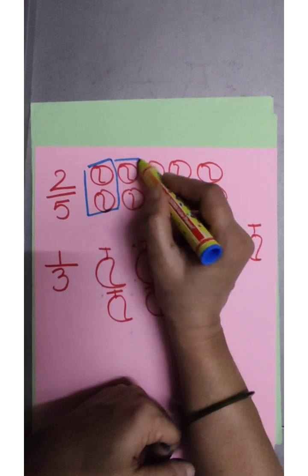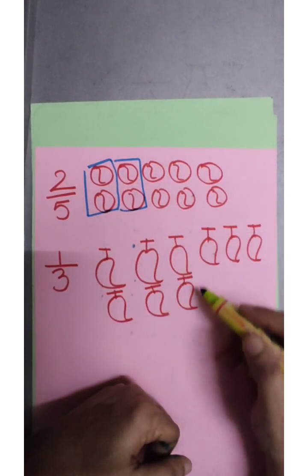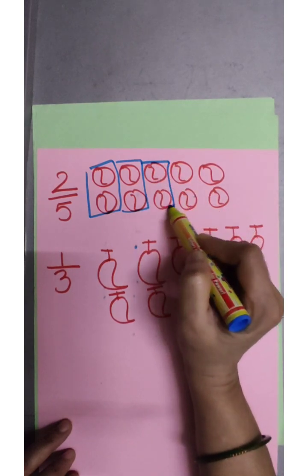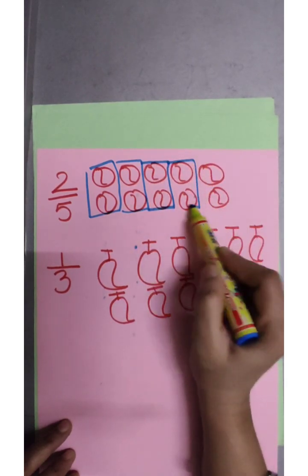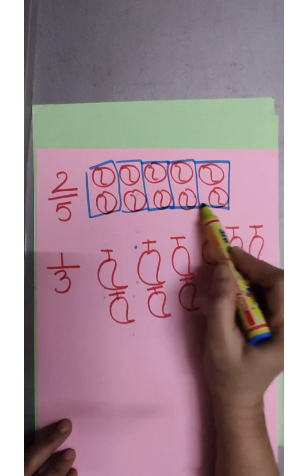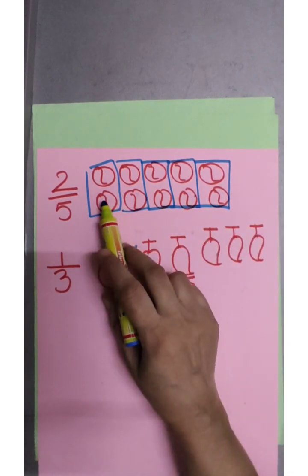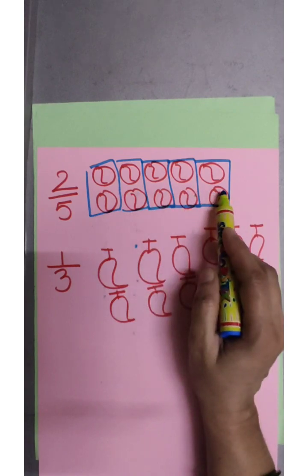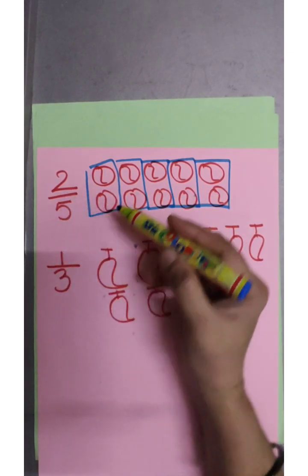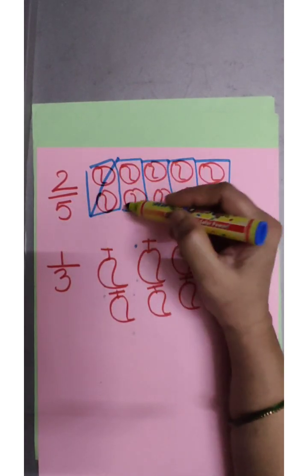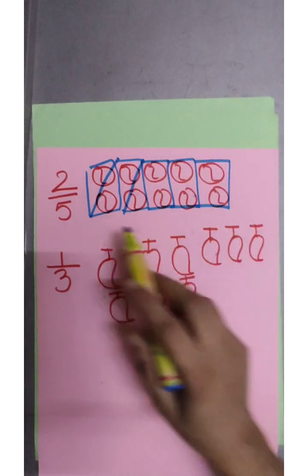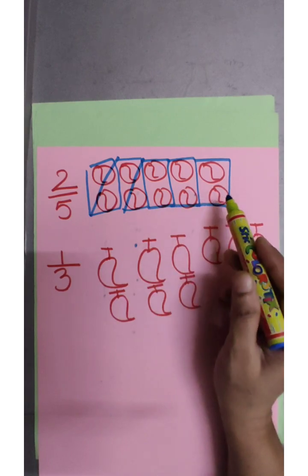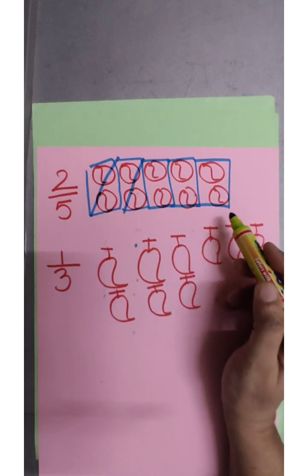So 1, 2, so third part, fourth part and fifth part. So we have got 5 equal parts now. Out of these 5 equal parts, we have to take away 2 parts. So 1 and 2. Here is your fraction 2 by 5. So children, you have to first make equal sets.